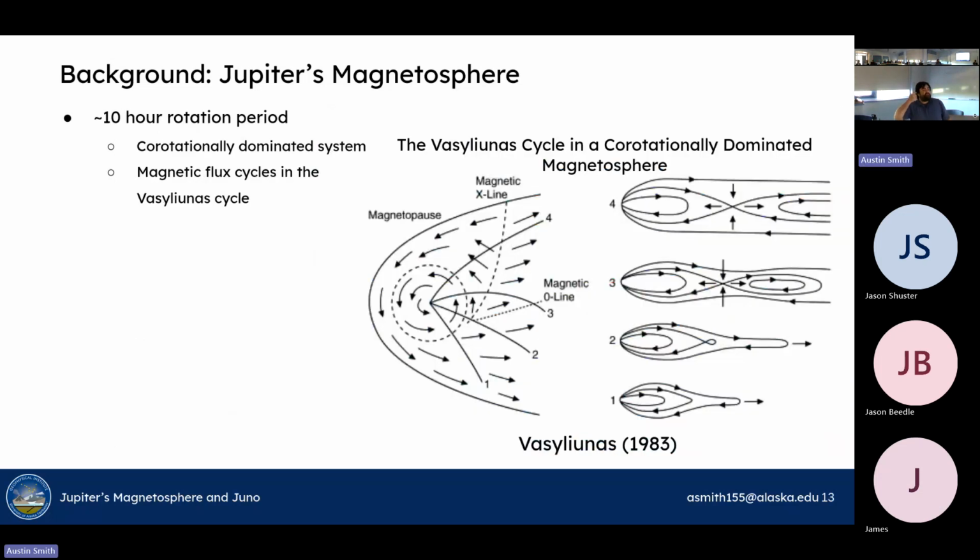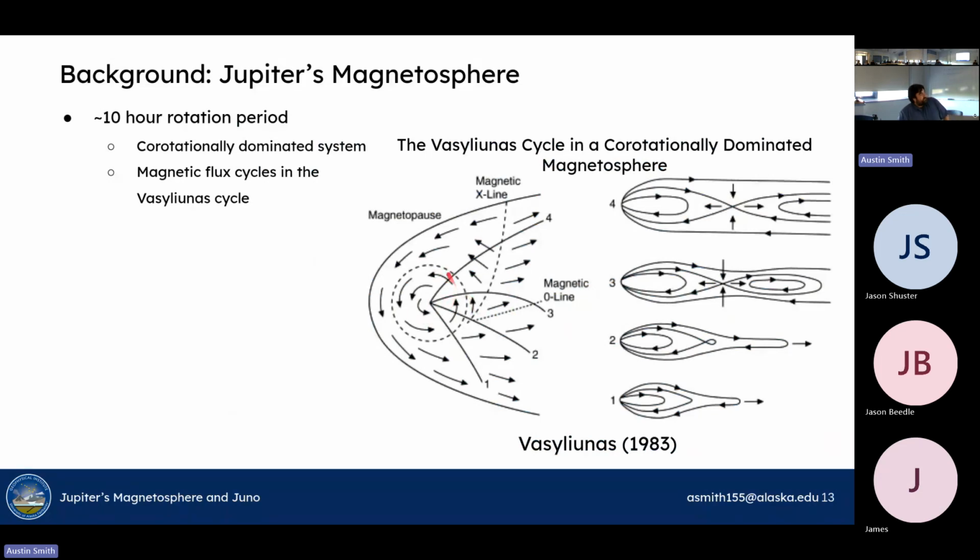And yes, Jupiter has a very fast rotation period. It's 11 times larger in radius than the Earth, and has a 10-hour rotation period. So the magnetosphere is a co-rotationally dominated system. And you can think of the magnetic flux: at Earth, we think of the Dungey cycle, right, for the flux circulation. At Jupiter, it's the Vasyliunas cycle.